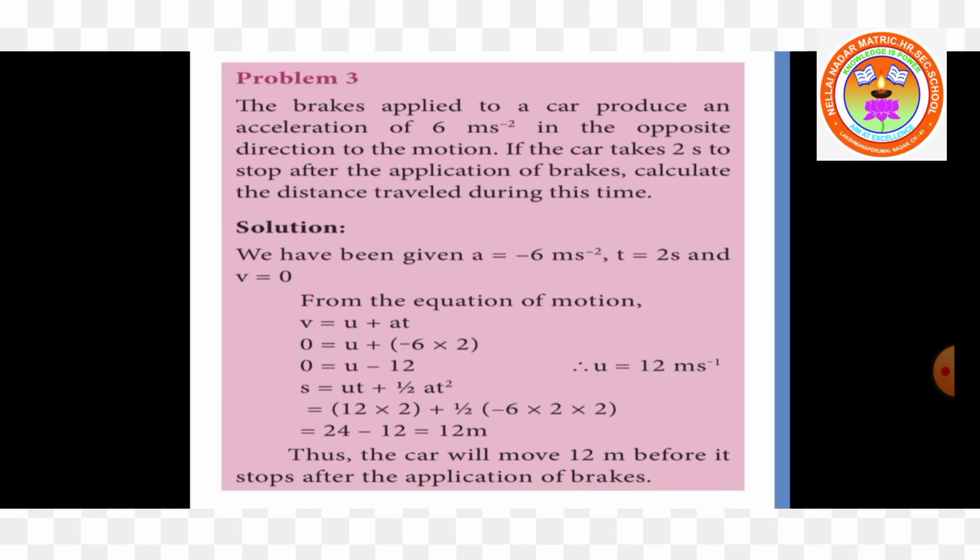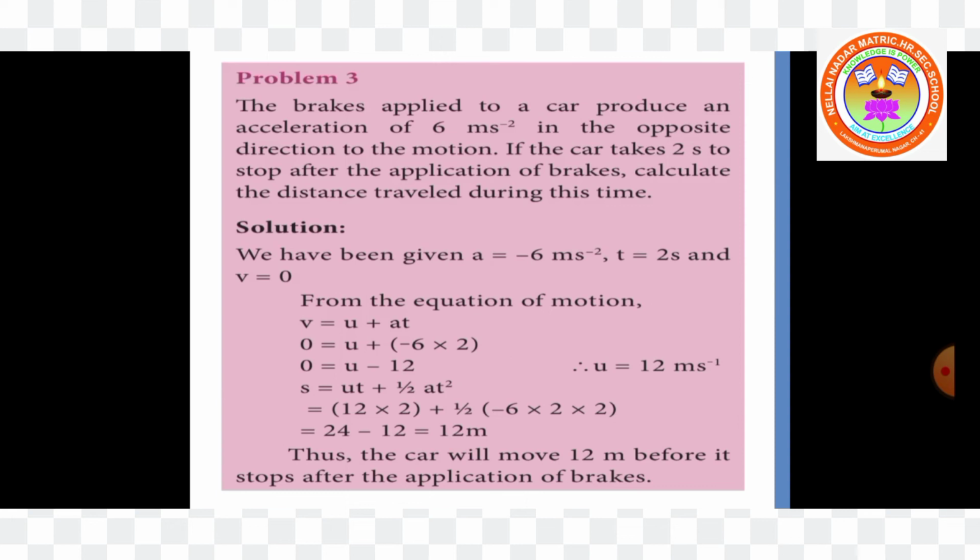Okay students, so here the opposite direction of the motion is given. So a is equal to minus 6 meter second inverse square. The time t is equal to 2 seconds. And the acceleration is opposite to the motion of the car, so the car will come to rest after 2 seconds. So what is the velocity? The final velocity v is equal to 0. So you need to take the given values like this.